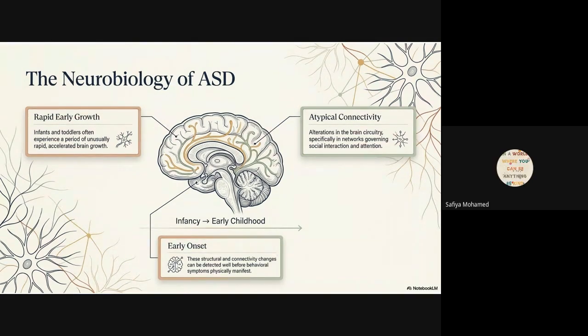Next slide. Sorry, Sophia, I just want to add something on the early onsets. Okay. The early onsets refers to the signs and symptoms from a very young age. So basically, when we say early onsets, we mean 0 to 36 months, basically from birth up until 3 years of age. So this is where the structural and connection changes can be detected well before the symptoms.